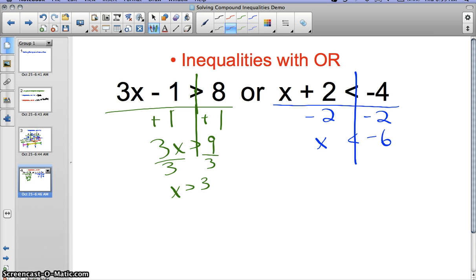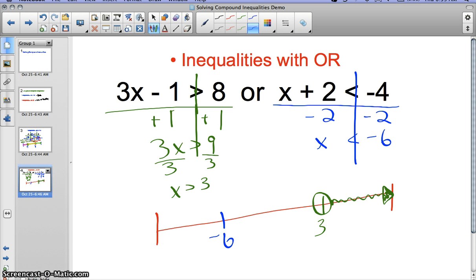Now we need to graph it. So here comes our number line, and just like the AND, we're basically just graphing two on the same line. So let's start with the green one. We've got 3. Okay, it's an open circle because it's not equal to, and it's greater than 3. That means we're going to head towards the right. And our blue one is negative 6. That is also an open one because it is not equal to, and that is less than negative 6. So we're heading to the left.